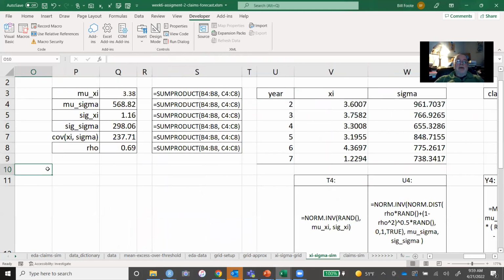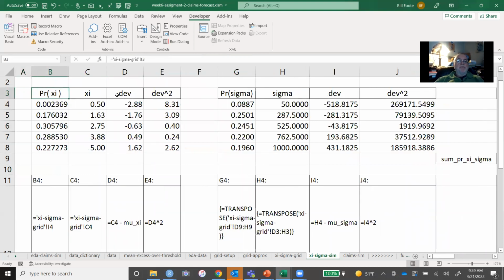Okay, so we have those, and where are we getting mu C and mu sigma and sigma C and sigma sigma and the covariance and the rho? Where are all these things coming from? Look at these sum products. Let's just do one and show how it works. Keep working backwards. This is reverse engineering. B4 to B8, C4 to C8. Okay, let's see where those are. B4. Oh, these are probabilities. Do they add up to one? The probabilities are between 0 and 1, and they add up to 1. Wonderful, and they make some sort of sense, I suppose.